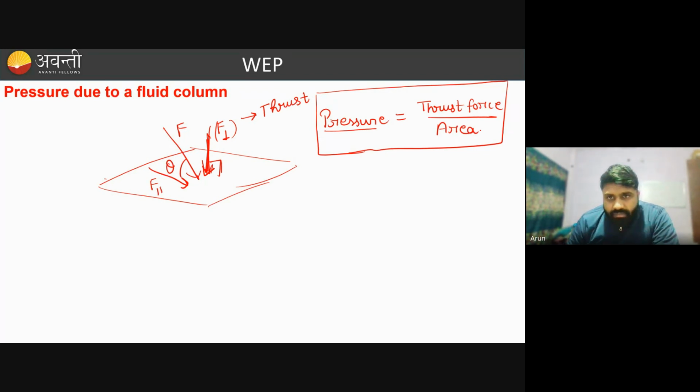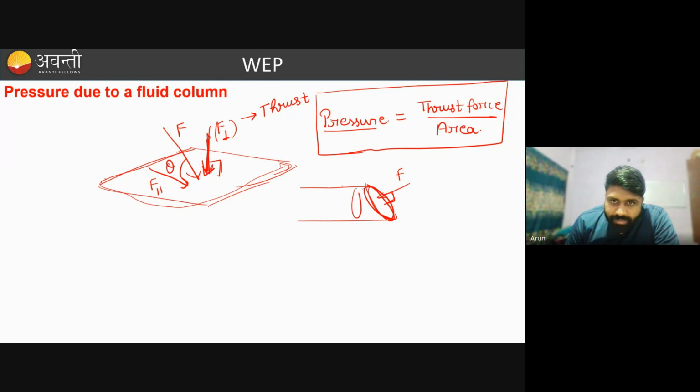Got it? Now, let's say this area or this surface is perpendicular to the thrust force. Suppose we have taken this cross section and we have applied a force in this direction. If you want to calculate the pressure because of this force, what area should you consider? If you are interested in this surface, this force is perpendicular to this surface, so you can consider this. Now, if you resolve this area in two components, the first will be this.